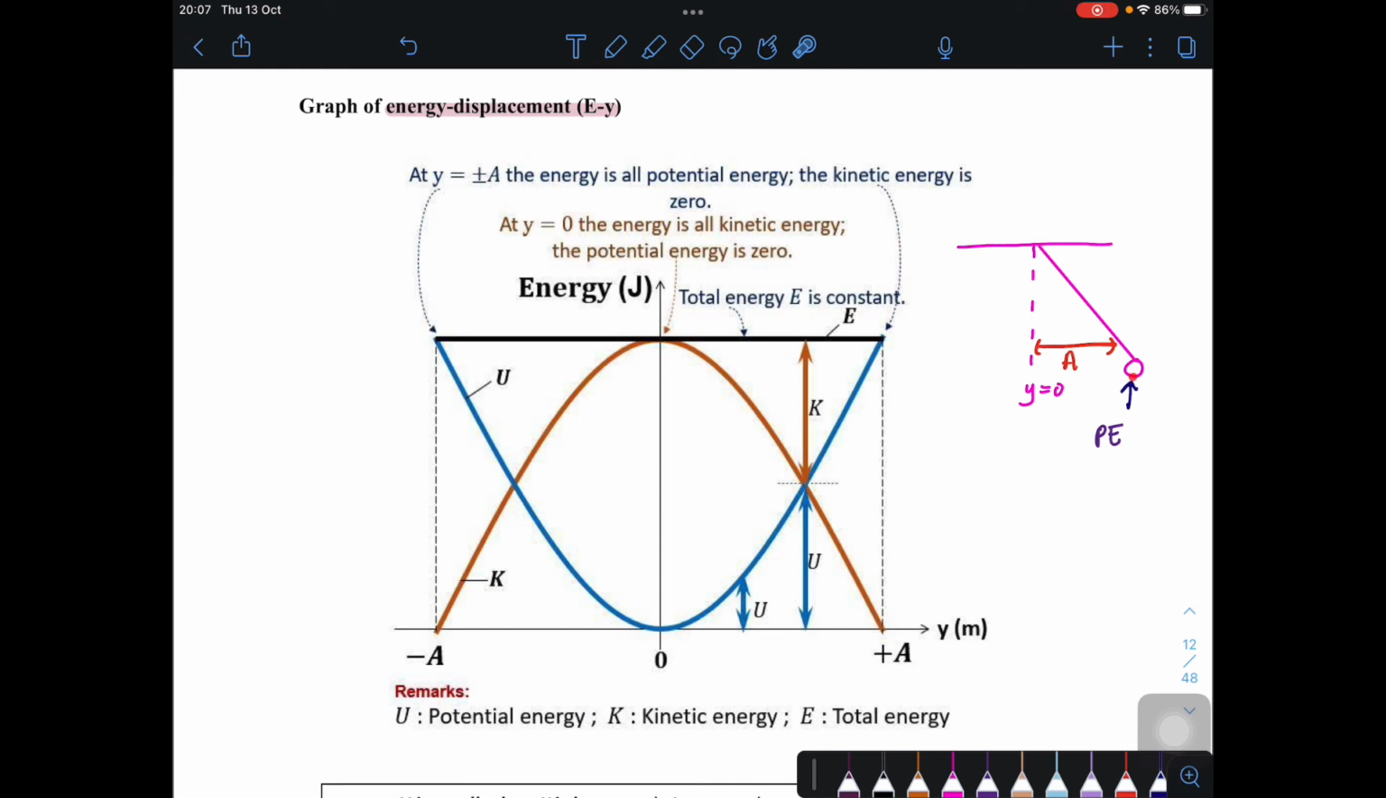Okay, so when it is at maximum, when y is equal to A, which is at maximum distance, which is amplitude, okay, potential energy will be the highest. The potential energy will be the highest, but kinetic energy will be equal to 0.